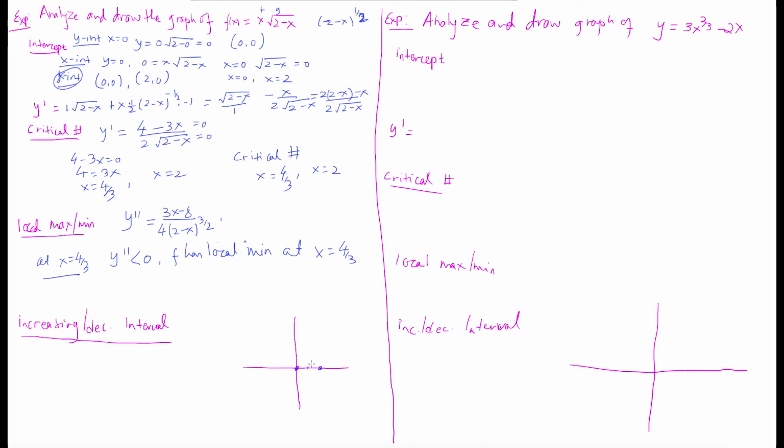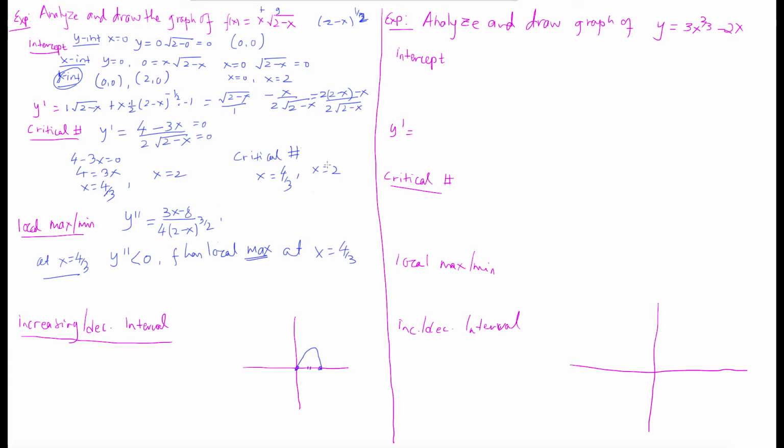So 4/3 is about 1.3, somewhere here, and the graph crosses the x-axis at these two points. Now what it shows is that at 4/3 it has a local max, okay, local max at x equals 4/3.